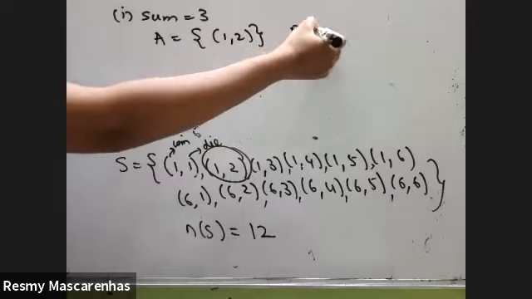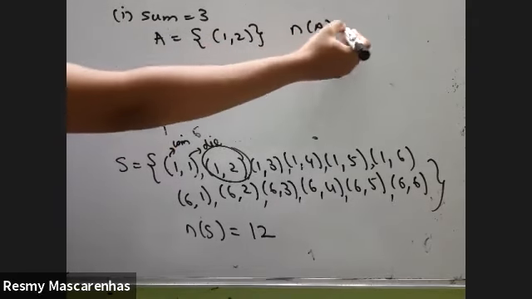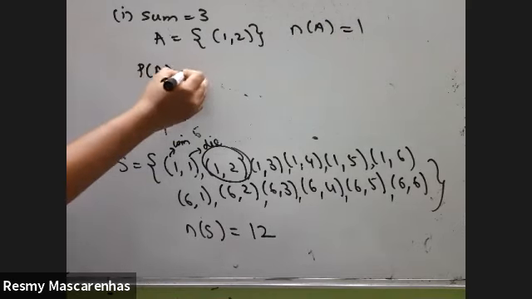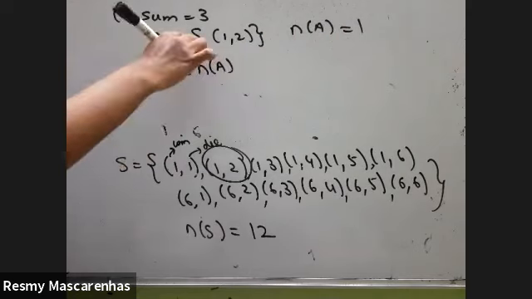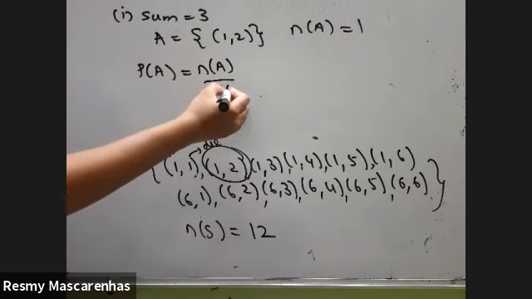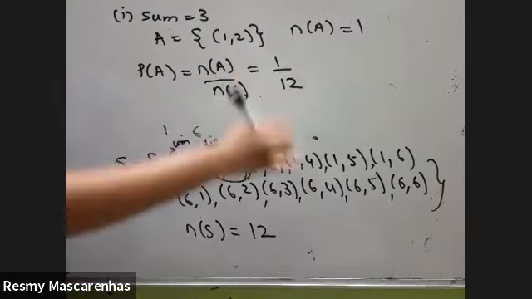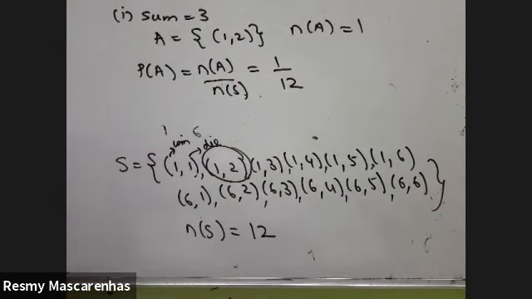So what is n of A, the number of elements in A? Just one element is there. So we'll find the probability. What was the probability formula? Number of elements in A upon your total sample space. This is a fixed formula. So 1 upon 12. This is the first answer.